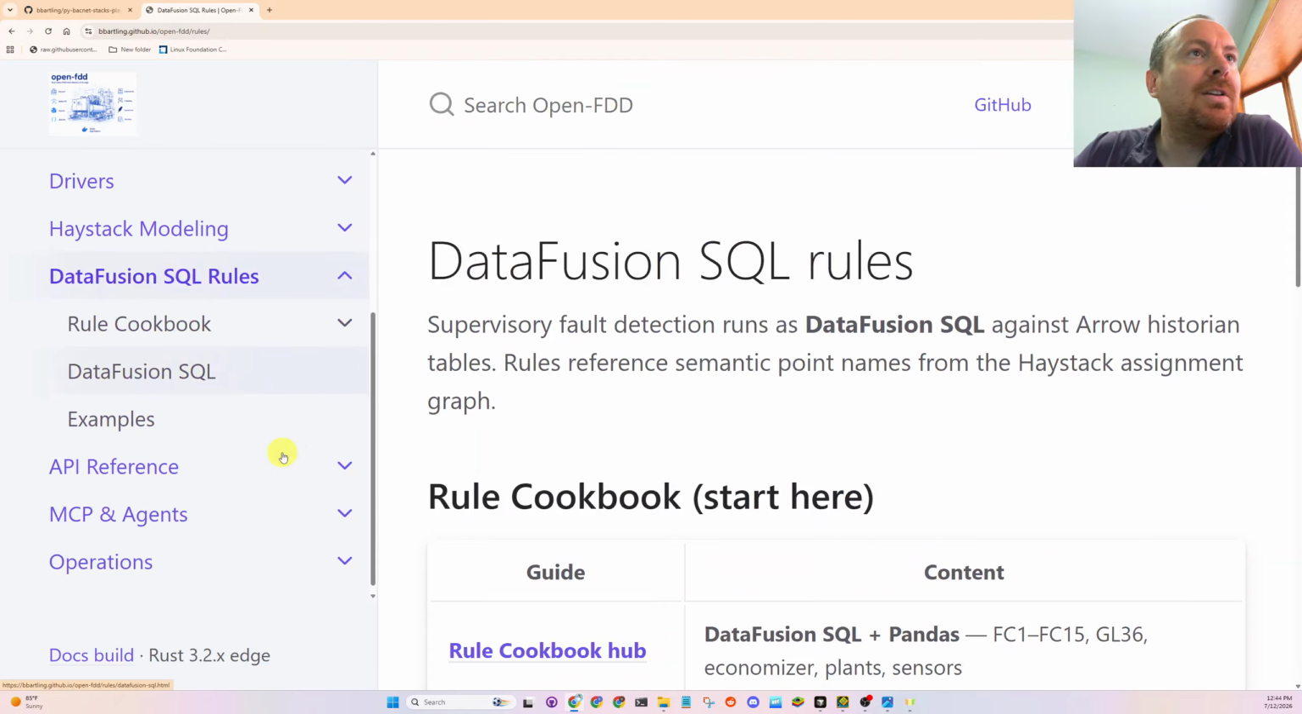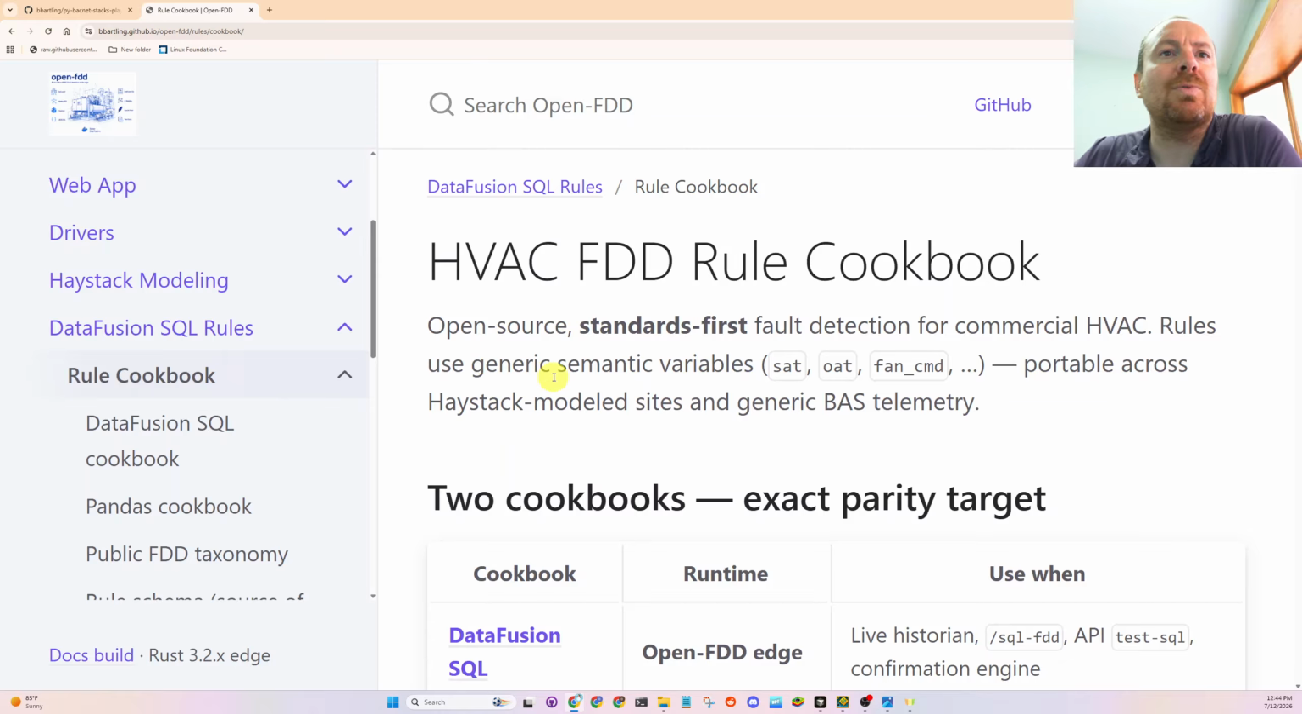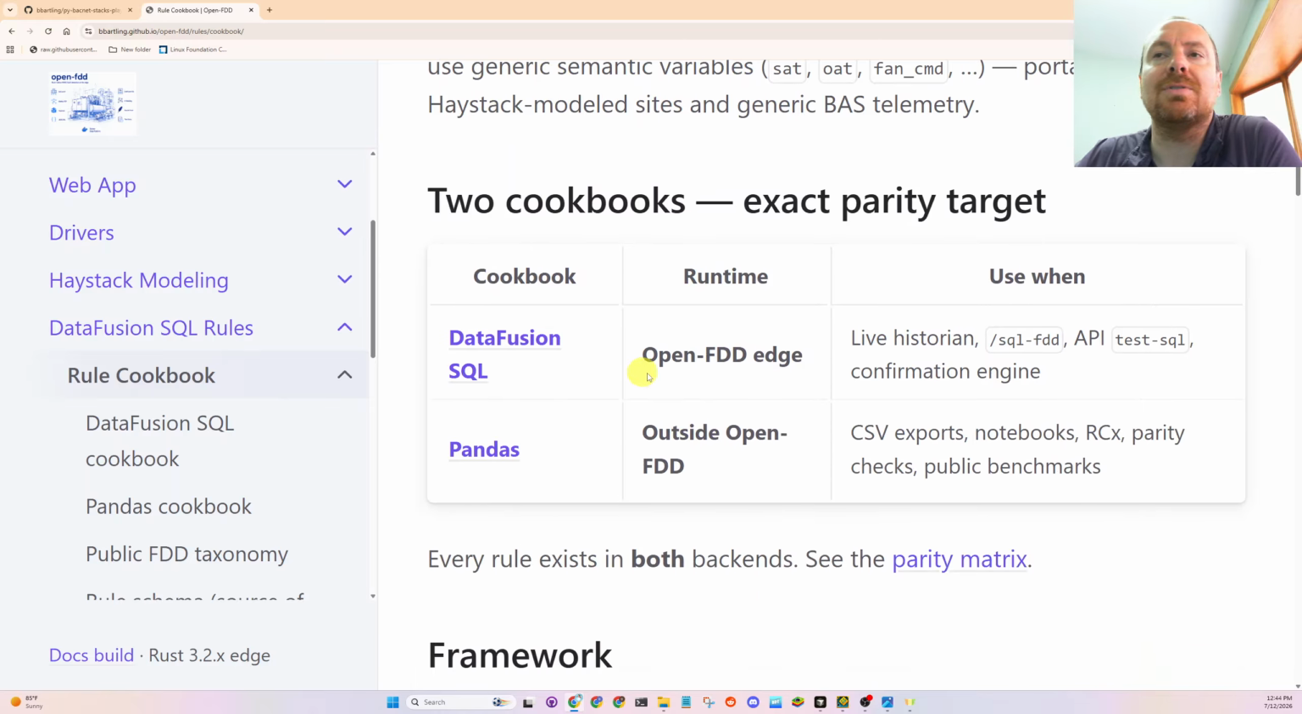So these are the rule library in the Open-FDD docs online, the online documentation that's made by GitHub. GitHub can make you a website basically based off of your markdown files documentation in your GitHub account. So let me know if you ever want to walk through how to do this as well. It's kind of cool. GitHub can make all this for you.